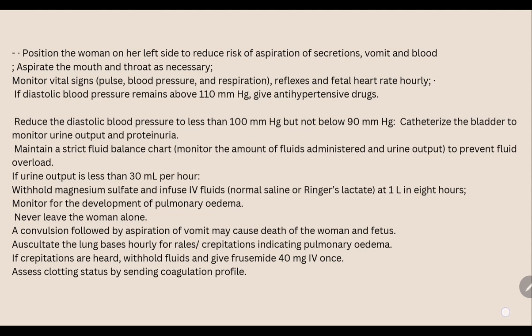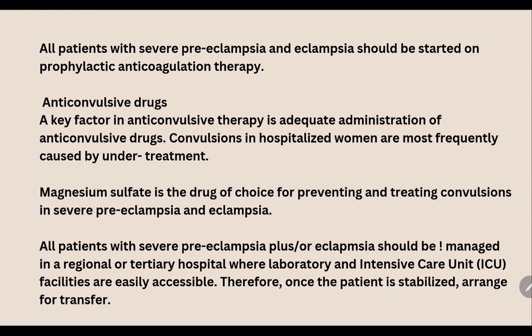Never leave the woman alone. A convulsion following aspiration of vomit may cause death of the woman and fetus. Auscultate the lung bases and look for pulmonary edema, for rales and crepitations. If crepitations are heard, withhold fluids and give furosemide 40 mg IV once. Assess clotting status by sending a coagulation profile. Okay. Next, all patients with severe preeclampsia and eclampsia should be started on prophylactic anticoagulant therapy. Okay, anticonvulsive drugs.